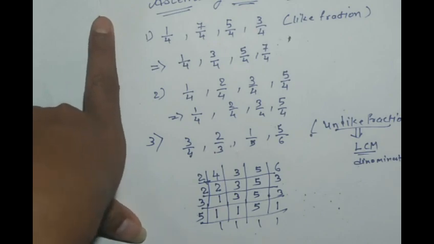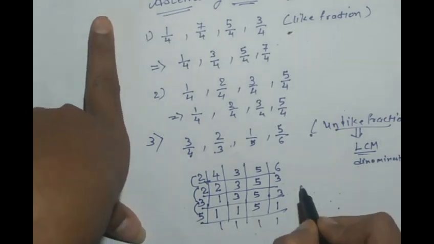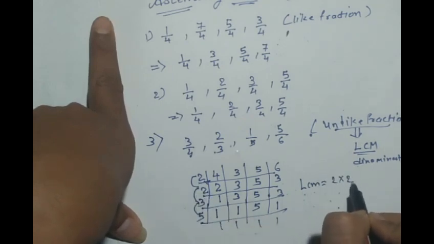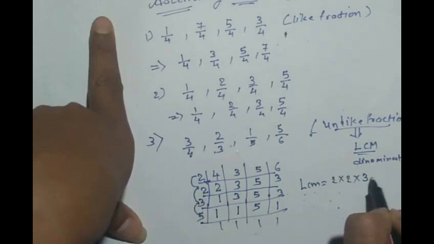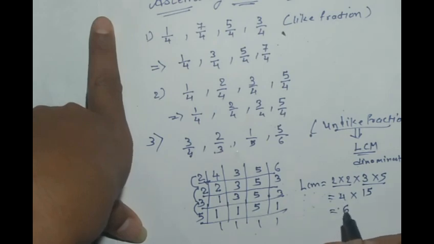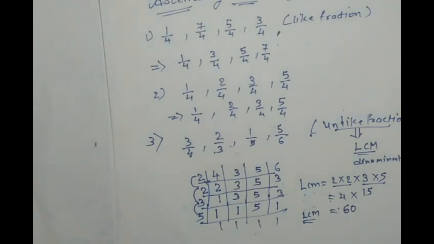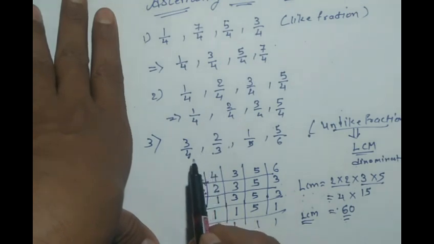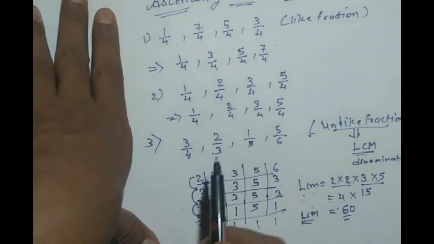So now we will multiply all the factors to find the LCM. So LCM is equal to 2 multiplied by 2, 2 multiplied by 2, multiplied by 3, multiplied by 5. 2 2s are 4, 3 5s are 15. So 15 4s are equal to 60. So what do we get as the LCM? 60. Now as we get the LCM 60, we have to bring 60 everywhere as the denominator.